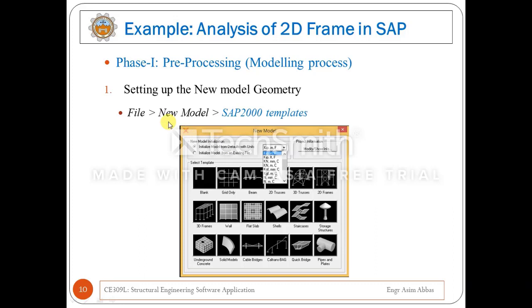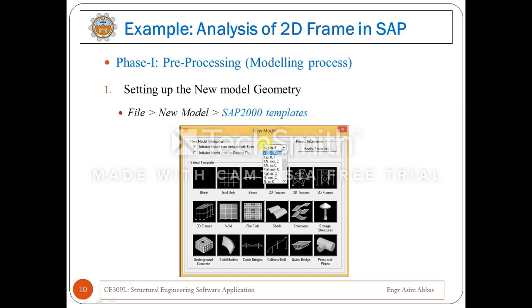Okay, first step is to set up a new model, right? For this purpose, you will click on file and then new model. So the SAP 2000 templates menu will appear, and from this menu you can change the unit.